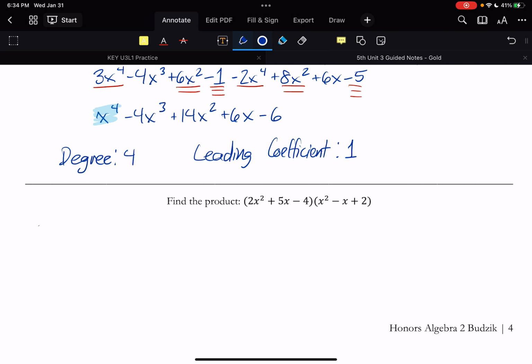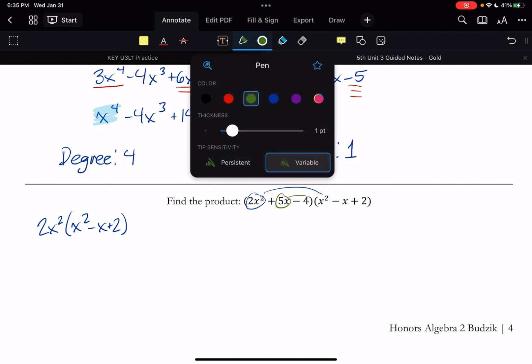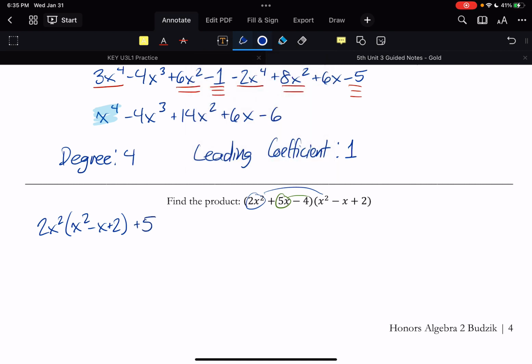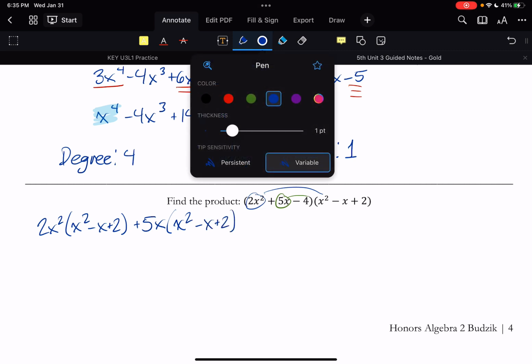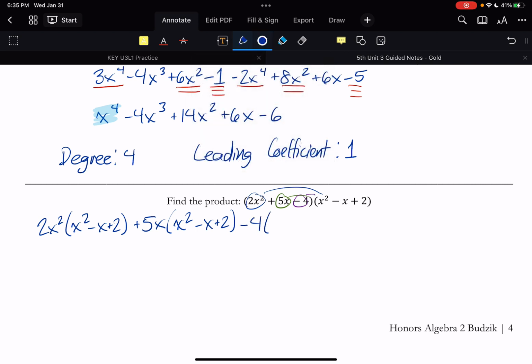So I have 2x squared, and I'm going to multiply that by the entire polynomial x squared minus x plus 2. So I've now taken this and I've multiplied it to this entire polynomial. I now need to do the same thing with 5x and multiply it to the entire polynomial. So this is going to be plus 5x times x squared minus x plus 2. And then I'm going to do the same thing with my last term, negative 4. I'm going to multiply the entire second polynomial by that. So negative 4 times x squared minus x plus 2.